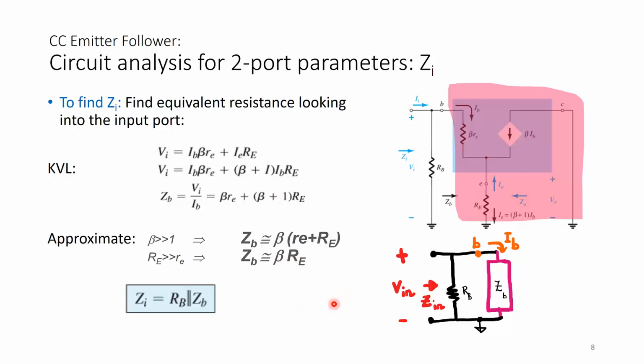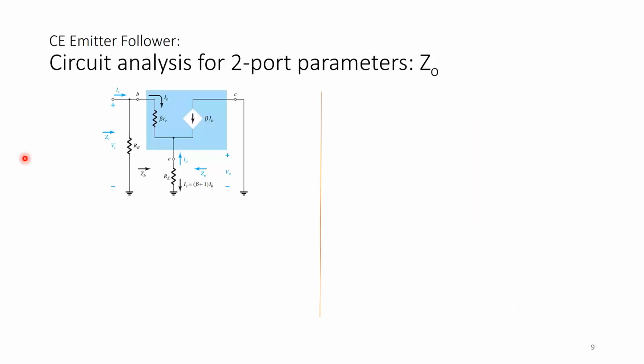And why are we finding ZB? Because we know that Zin, which is the input impedance, is RB parallel to ZB. We know how to find Zin. Now let's find Z out.